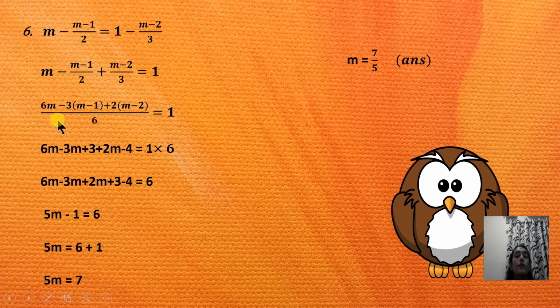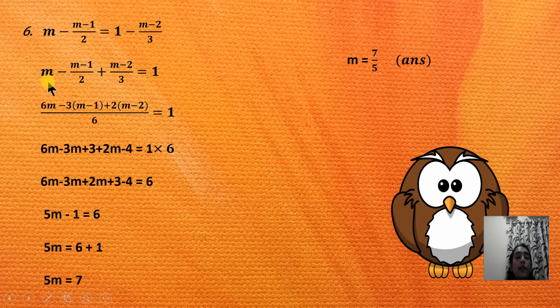Now, as I told you before, we will collect the like terms on one side. So here, this term, minus (m minus 2) upon 3. This minus sign is for the whole term. So when I take this to the other side, it becomes plus (m minus 2) upon 3. So (m minus 1) upon 2 plus (m minus 2) upon 3 is equal to 1. LCM is 6. So I take the LCM 6.